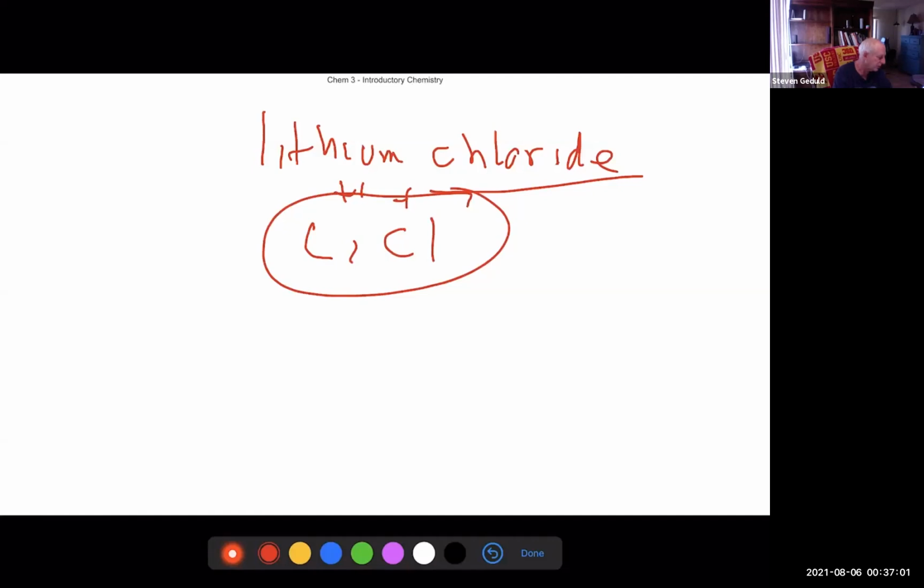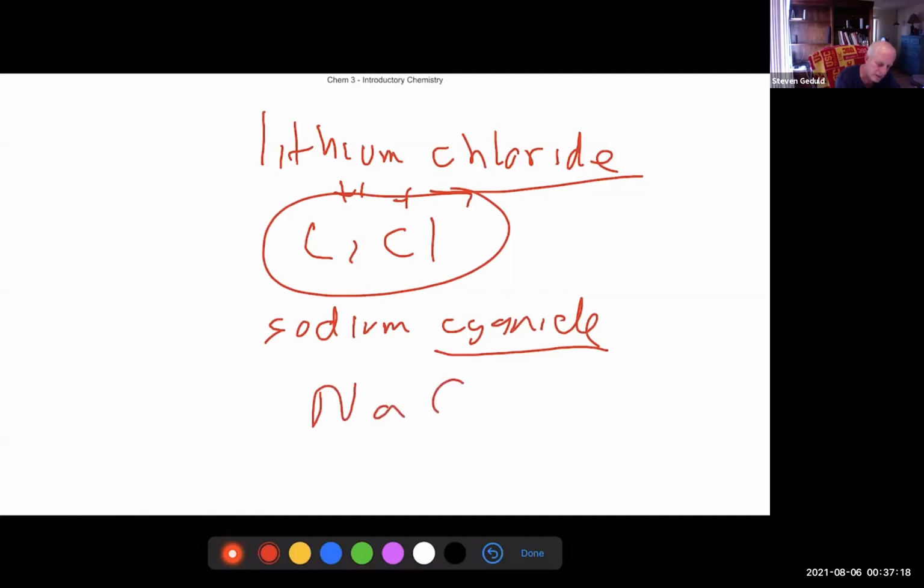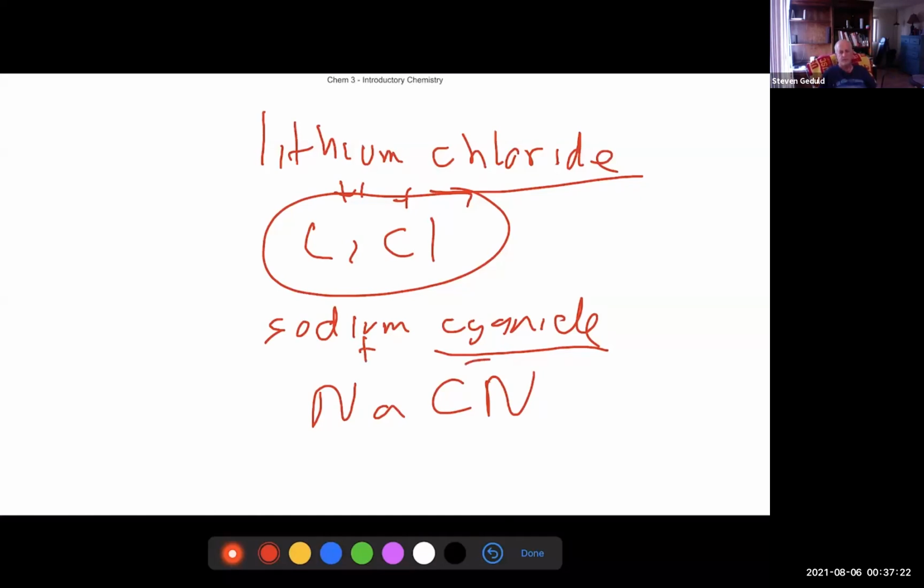Let's do one more. Let's do sodium cyanide. Sodium. Cyanide, you know, is a polyatomic ion. Sodium is Na. Cyanide is CN, and Na is +1. Cyanide is -1. They balance. Okay, so that's how to go from English to chemistry.